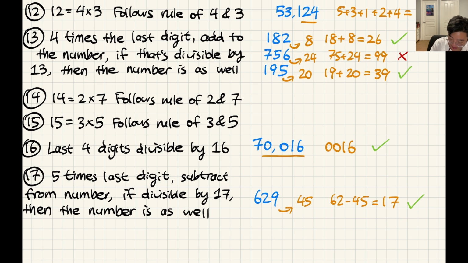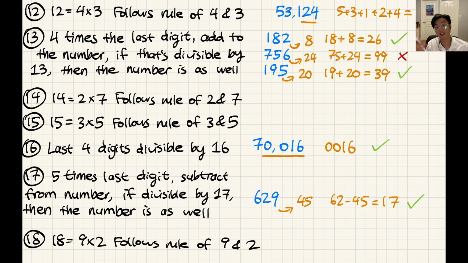When it comes to 18, so 18 is 9 times 2. So it will follow the rules of 9 and 2. Which means that all the digits added up have to be divisible by 9, and it's an even number. Okay, so now let's do 19.